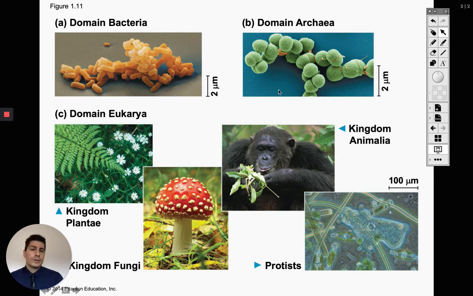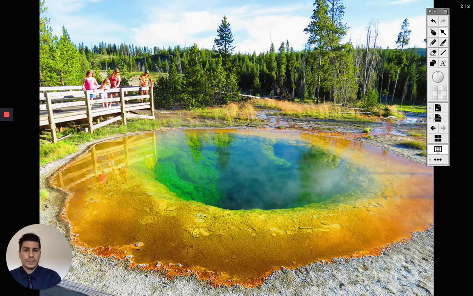Archaea can be both unicellular and multicellular. And I'll go over an example of them here. So where archaea live, they live in very extreme environments. They're able to survive in these extreme environments. If you guys have ever been to Yellowstone National Park, I have not. If you have, that's awesome.